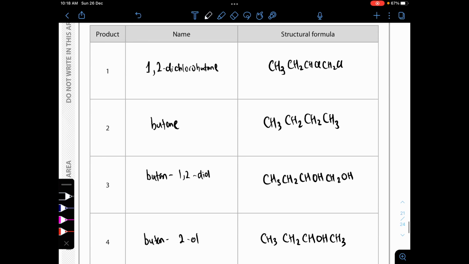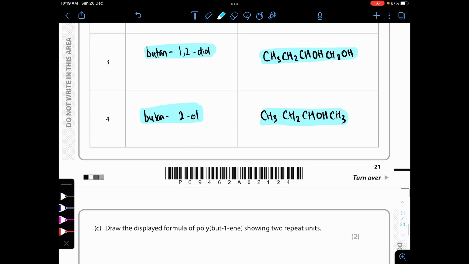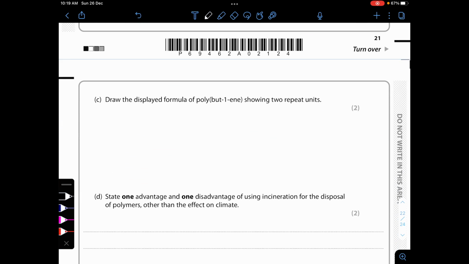So those are our answers. 1,2-dichlorobutane was produced from halogenation. Butane is from hydrogenation, where we got the alkane. And then butane-1,2-diol was oxidation from KMnO4, product 3. We just replaced the chlorine with the OH in the structural formula. And butan-2-ol is when we only have one OH group, and that is on the second carbon. Okay, so now let's move on to part C.